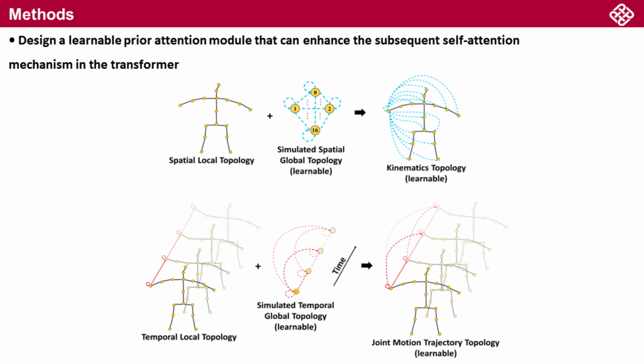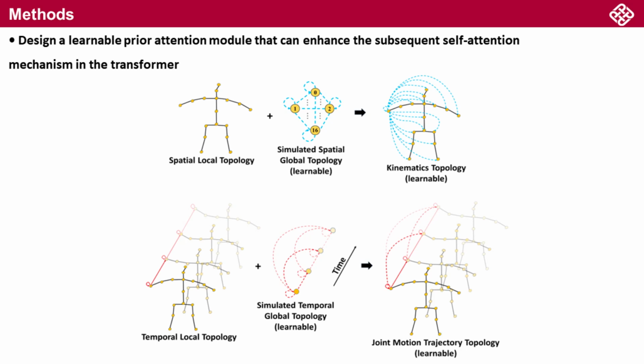Then, KPA uses a fully connected spatial topology to calculate the joint-to-joint attention weights, called simulated spatial global topology. Next, KPA combines the spatial local topology and the simulated spatial global topology to form a kinematics topology, where each joint has a learnable kinematic relationship with each other.